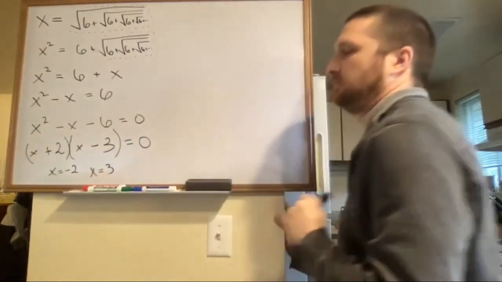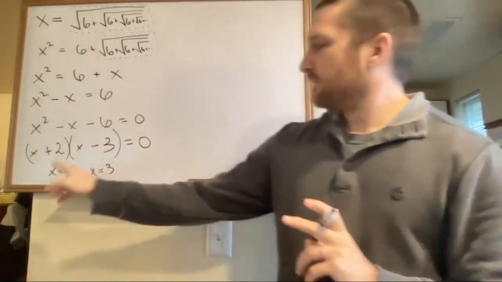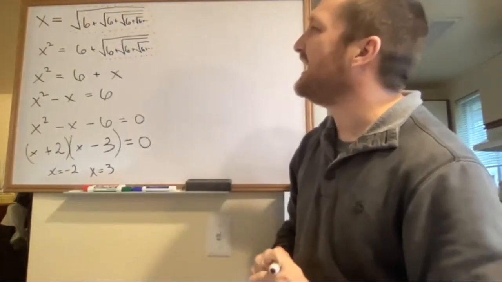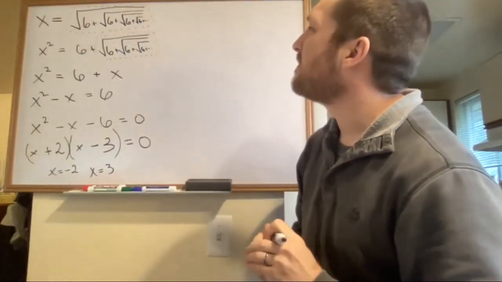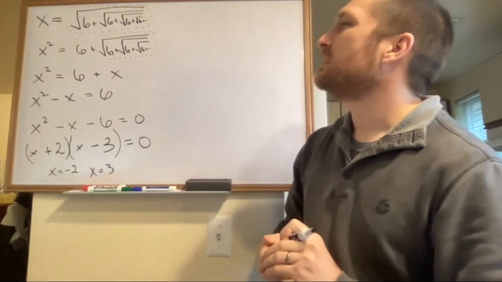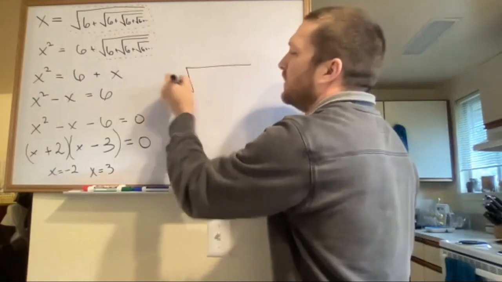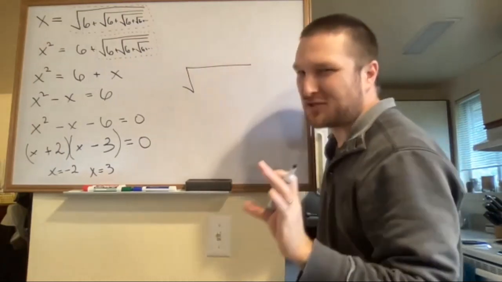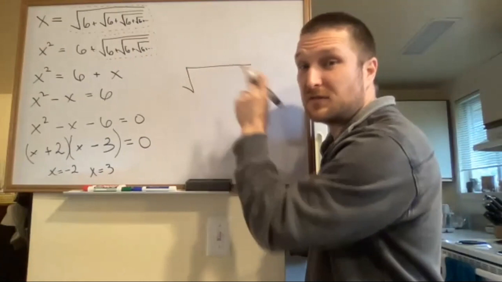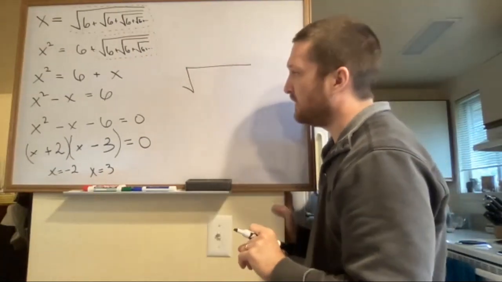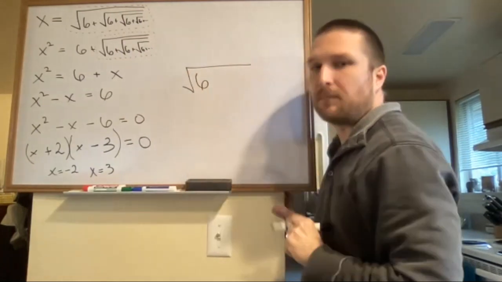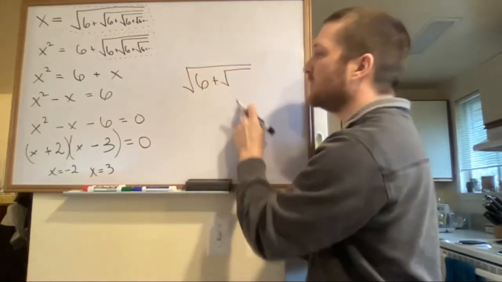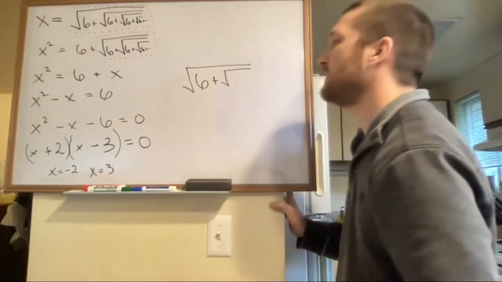Okay, now here's the question. Could X possibly be a negative number? No. Because when I'm looking at this, I'm seeing, okay, you have the square root of something. First off, square roots aren't negative. But let's just be sure here, because sometimes funky things happen, especially when you take infinitely many things. But let's just see what happens. The square root of 6 is certainly a positive number. The square root of 6 plus the square root of something, which we know has to be a positive number, is also going to be a positive number.